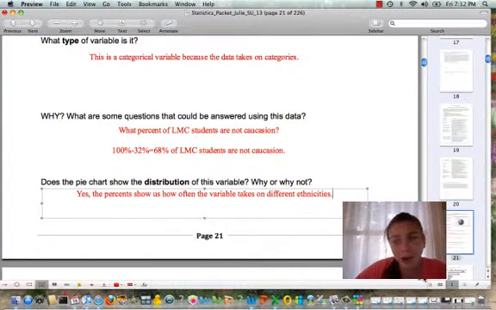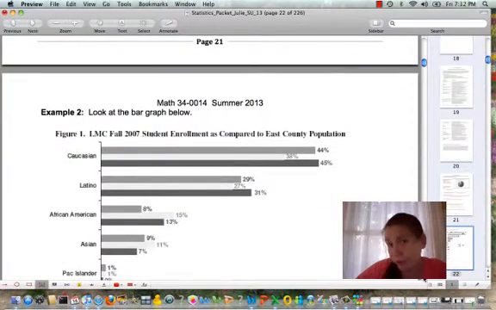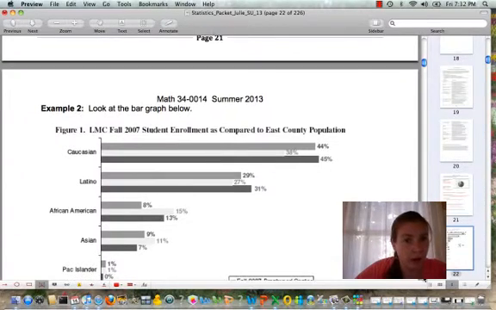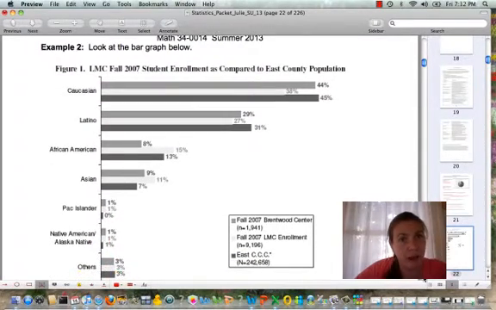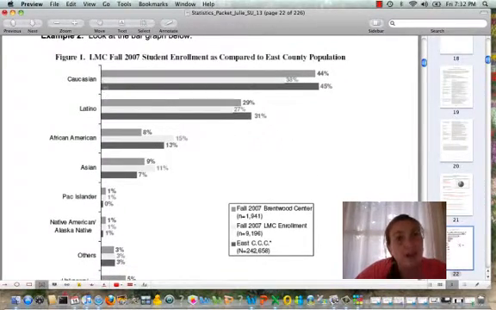Okay, so now we're going to go ahead and look at example 2 on page 22. And this is a bar graph. So remember from our vocabulary that bar graphs are categorical data. And if we look at it, it's showing LMC fall 2007 student enrollment as compared to the East County population. So it's a little bit hard to see in your photocopy of your packet. There are actually 3 different bars here. And we call this a bar graph, even though it's going horizontally. You can organize either way the bar graph data.